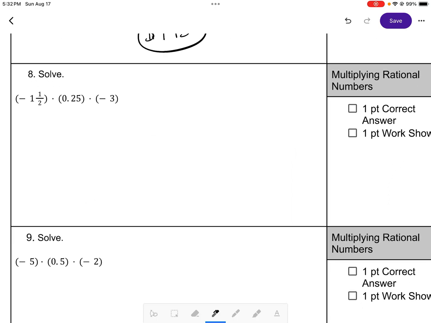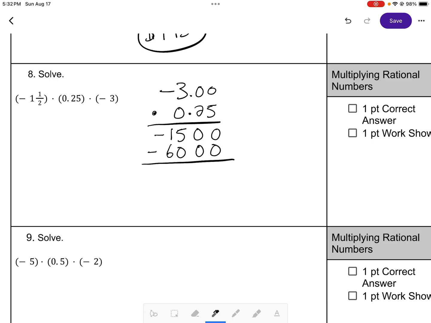Looking at number 8, it says solve negative 1 1/2 times 0.25 times negative 3. So I'm going to start by multiplying negative 3 times 0.25. You can start anywhere you want here. Those are just the numbers I chose to start with. So that's going to give me 5 times 0 is 0, 5 times 0 is 0, 5 times negative 3 is negative 15. I'm going to add a 0 as a placeholder. 2 times 0 is 0, 2 times 0 is 0, 2 times negative 3 is negative 6.